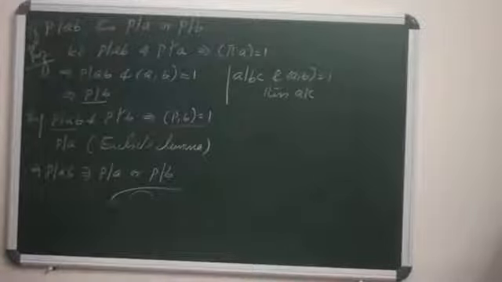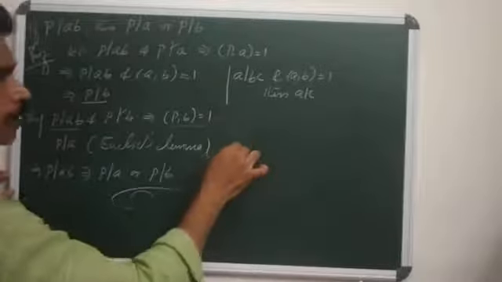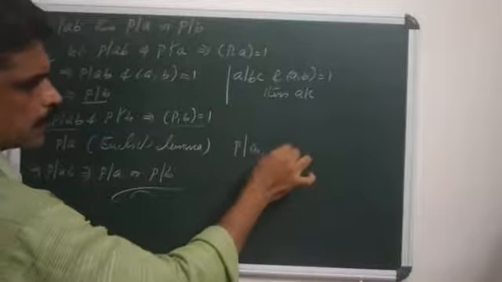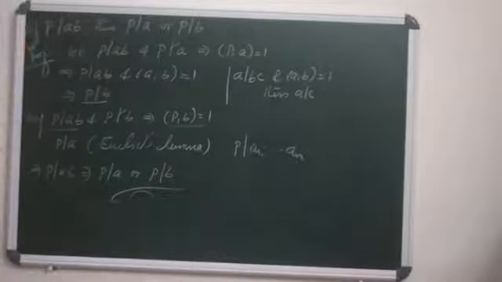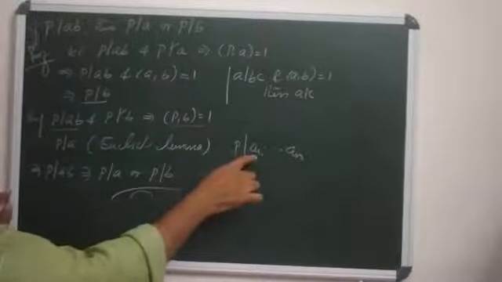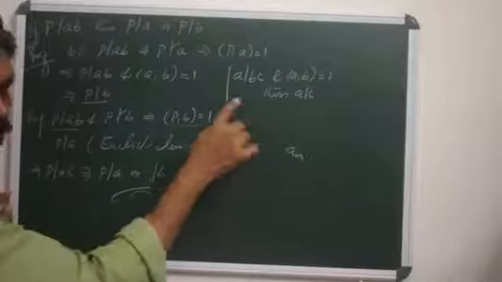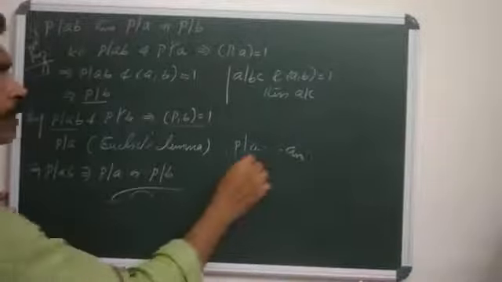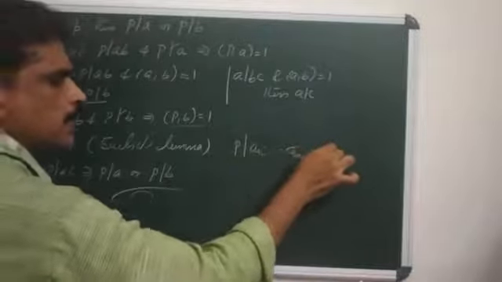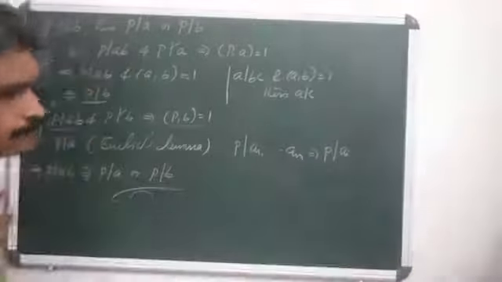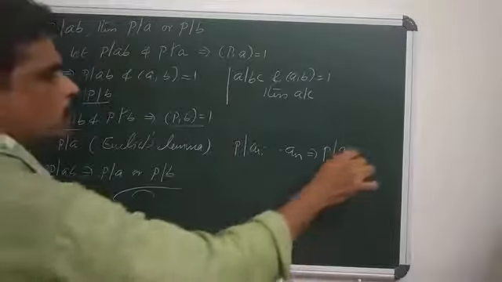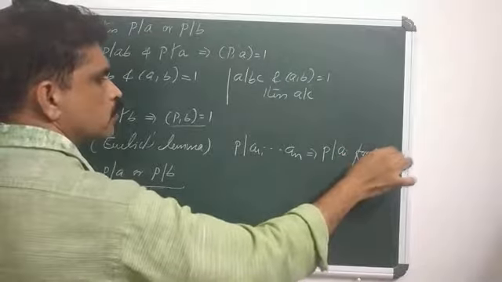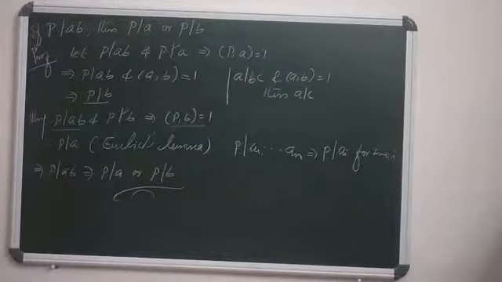Now we can generalize this result. Suppose P divides A1, A2, up to AN. Then P divides either A1 or A2 or A3, up to AN. That means P divides AI for some I. So this is the generalization of the result: if P divides A1, A2, up to AN, then P divides AI for some I.